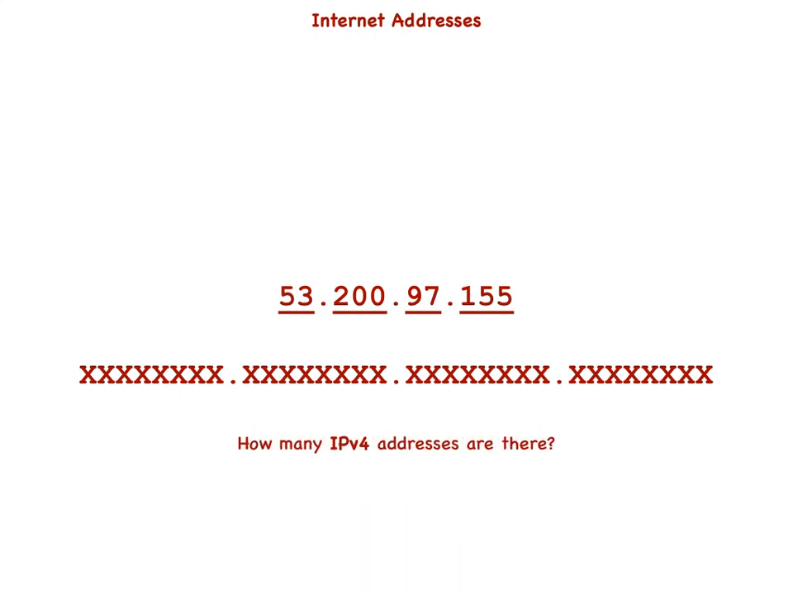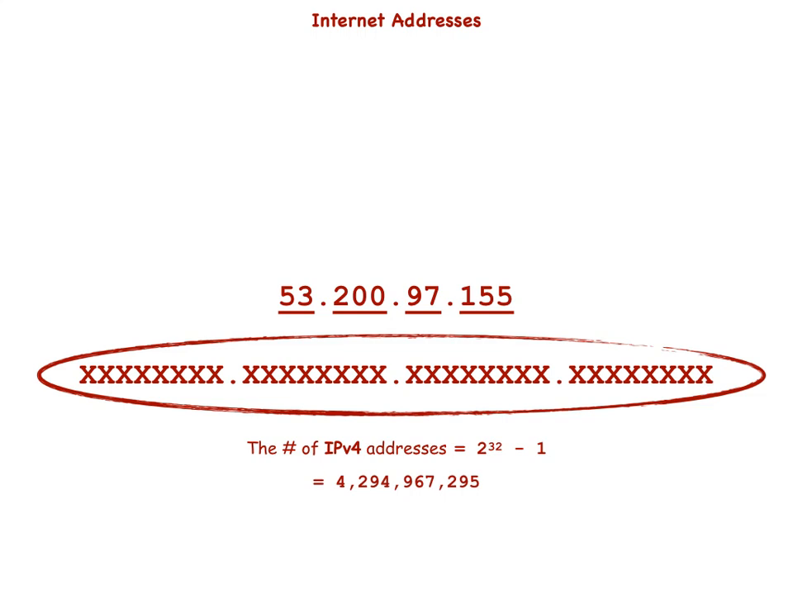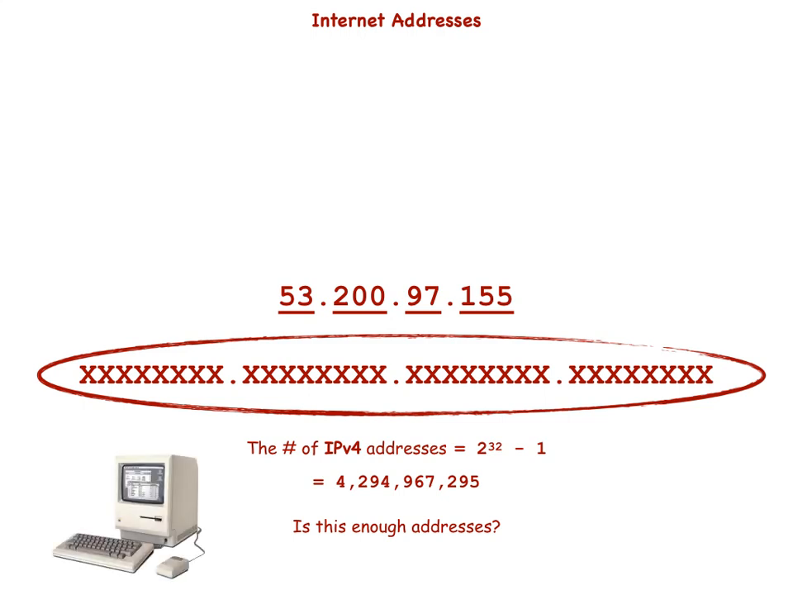Using this format, how many IPv4 addresses are there? Well, if we treat this entire address as one large 32-bit number, then the number of IPv4 addresses is 2 to the power 32 minus 1, which is approximately 4 billion different addresses. Is this enough in 2018? Well, in the 80s, when this protocol was first created, 4 billion was more than enough. And it was thought that 4 billion would be more than enough for a very, very long time.